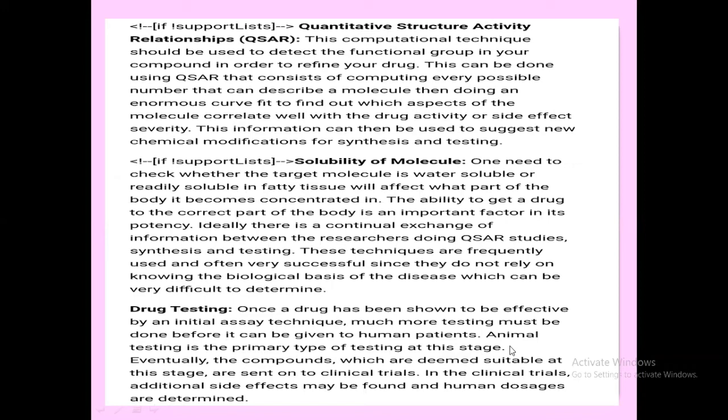For example, even now in this COVID-19 pandemic situation, so many people are working on vaccine production for coronavirus. Here and there they have identified some vaccines, but still they are all under animal testing level only. First they are checking in the animal system. After that only it will come to the human clinical trial. So animal testing is the primary type of testing at this stage. Eventually the compounds which are deemed suitable at this stage are sent on to clinical trials. After that only it is sent on to the clinical trials.